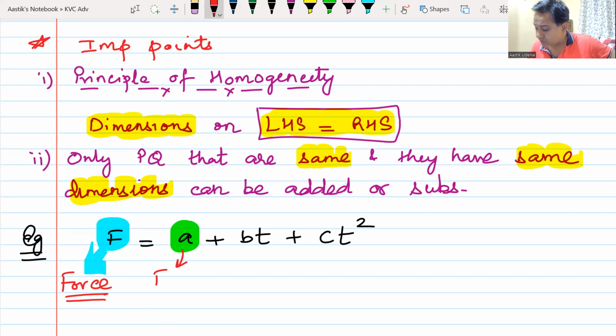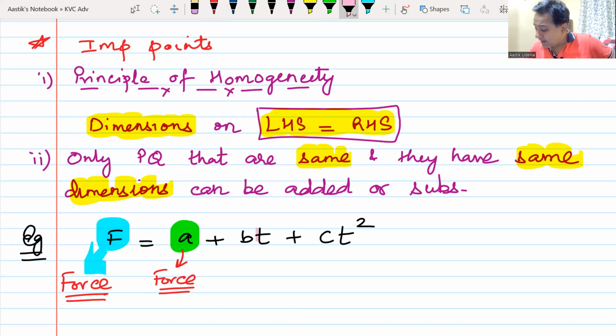Why would A be force? Because on the left hand side we have force, and on the right hand side, force can only be added to or subtracted from force, or equal to force. Force cannot be equal to mass. So if on the left hand side I have force, on the right hand side I should also have force. So the quantity A will be force. Do we understand this? Yes, sir.